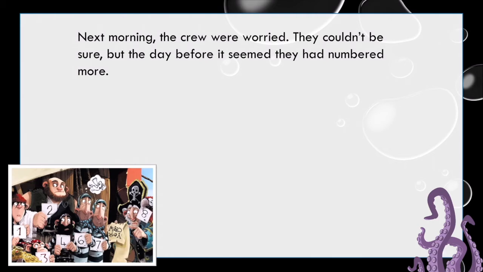Here's another interesting few sentences. Next morning, the crew were worried. Next morning is a fronted adverbial. It's got a comma. The main clause is the crew were worried, but we've added next morning to tell us when. They couldn't be sure, but the day before it seemed that they had numbered more. You could put the day before it seemed they'd numbered more as a sentence. They couldn't be sure could be its own sentence. It wouldn't make much sense on its own.